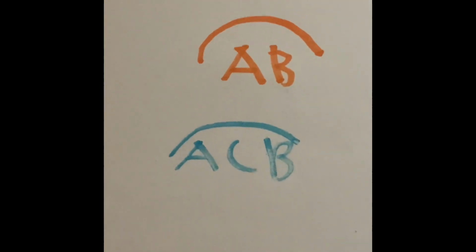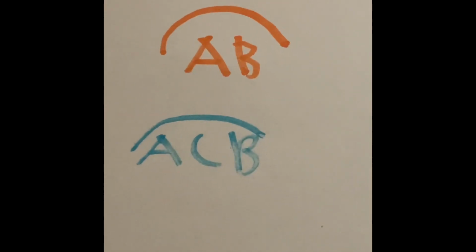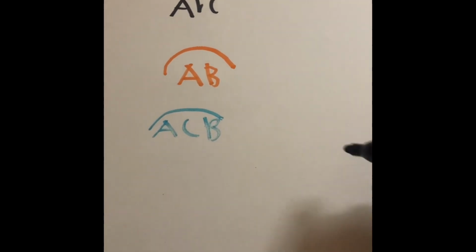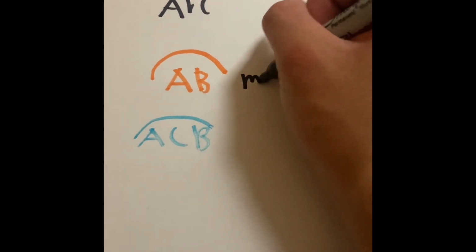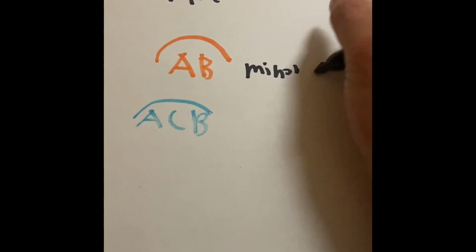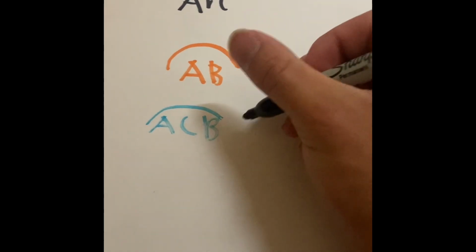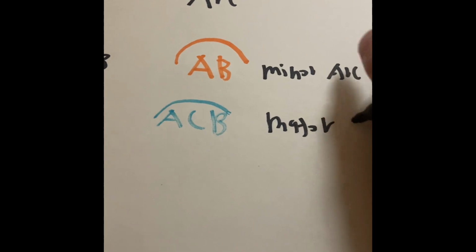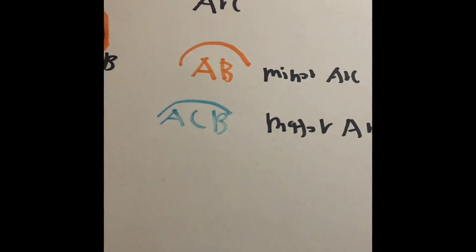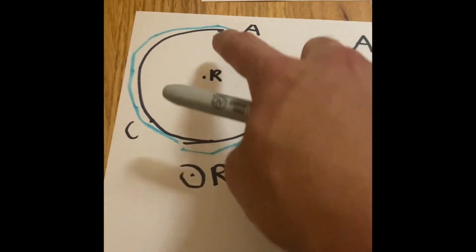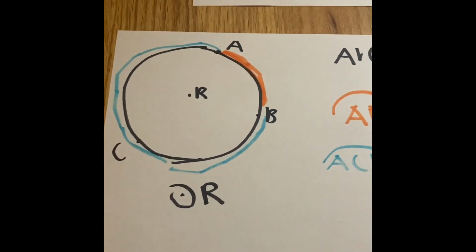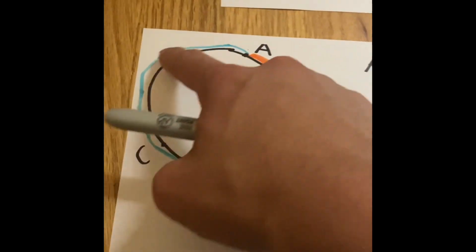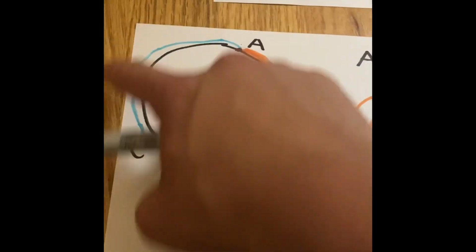And we can also describe what these kind of arcs are. Arc AB is going to be called a minor arc. ACB is going to be a major arc. The reason why is minor arcs usually have measurements that are less than 180 degrees. And major arcs usually go more than 180 degrees around the circle.